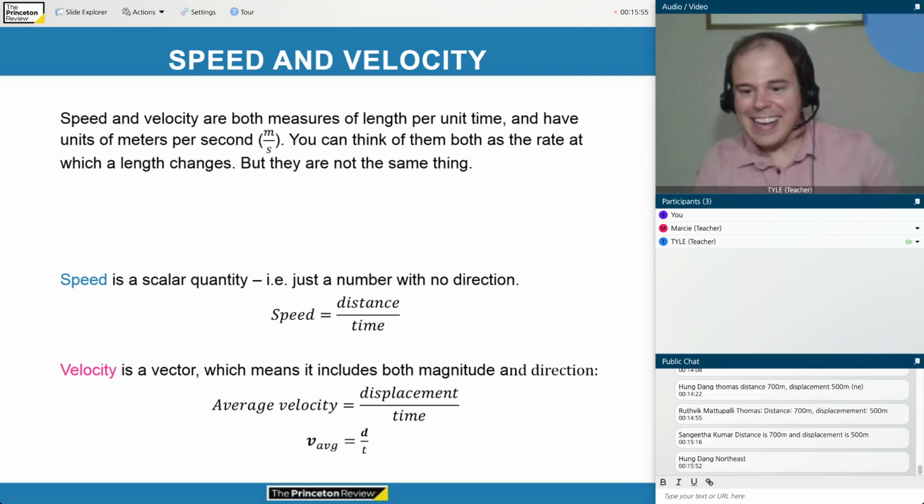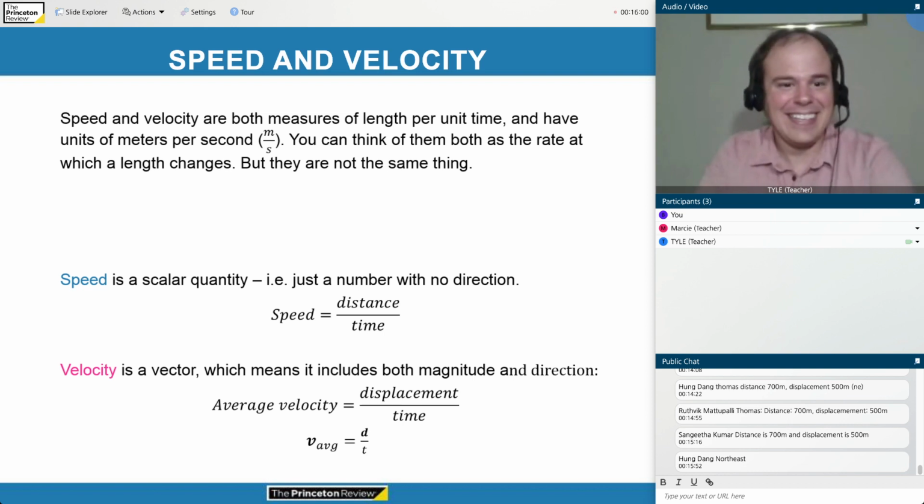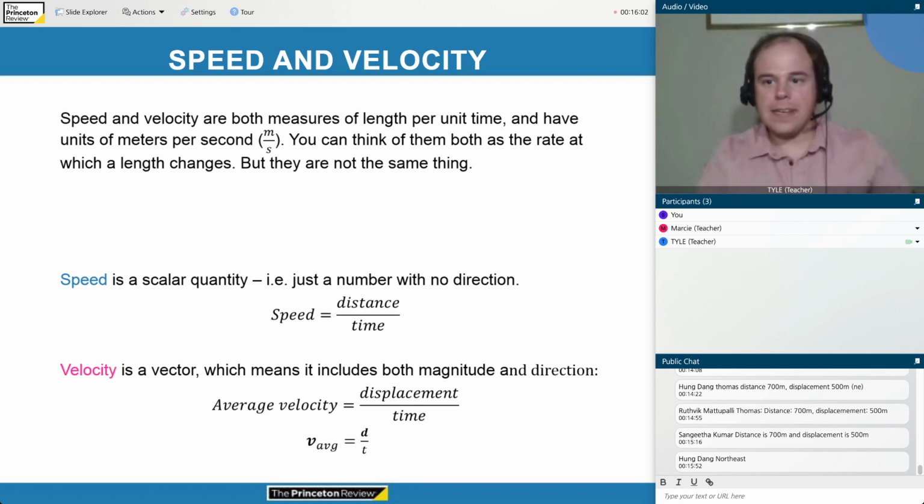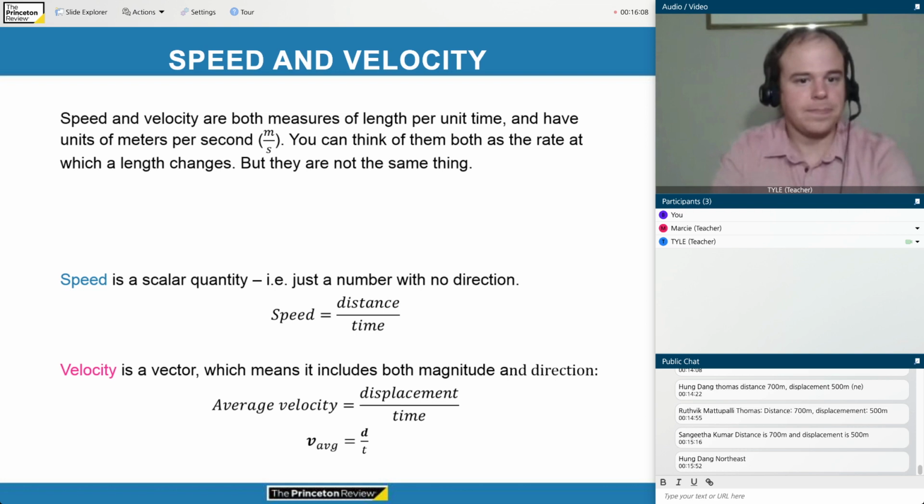Okay, good, yeah. I see that Hung says northeast. Fantastic, that's right. So we can think of speed and velocity both as measuring changes in length or distance or position, but they're not the same thing.